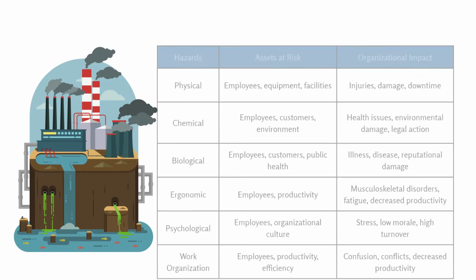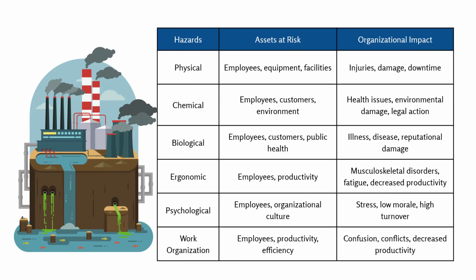So, operational muna pala tayo, no? Before I forget, here the table shows the relationship between the different types of hazards, the assets at risk, and the potential organizational impact. So physical hazards can put employees, equipment, and facilities at risk, leading to injuries, damage, and downtime. So if you did not put up physical infrastructure or safety mechanisms within your plant, within the premises of your firm, may mga employee na baka magkaroon ng injury, baka may mga makina na madadamage.